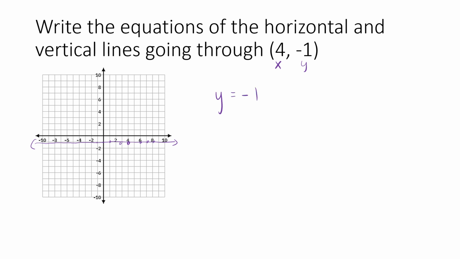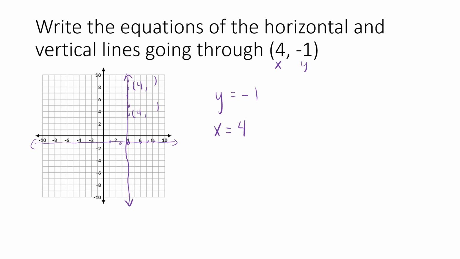We're also asked for the equation of the vertical line going through that point. And we'll notice that on this line, every single x coordinate is equal to 4. And so the vertical line would be x equals 4.